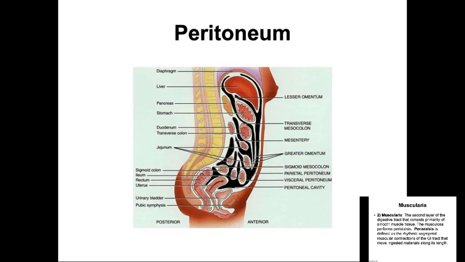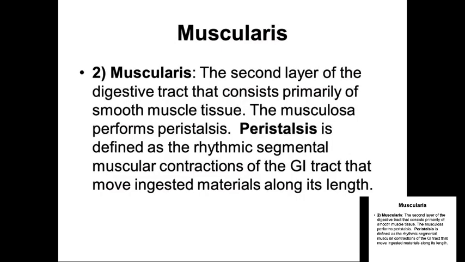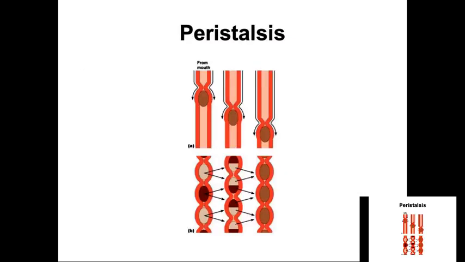The muscularis, that's the second layer of the digestive tract, mostly smooth muscle. Remember, when we talk about muscle, there's smooth muscle, skeletal muscle, and cardiac muscle. The smooth muscle here is going to create these rhythmic segmental muscular contractions called peristalsis or peristaltic contractions. And it's going to help to propel and move the food throughout the rest of the GI tract. That's peristaltic contractions.